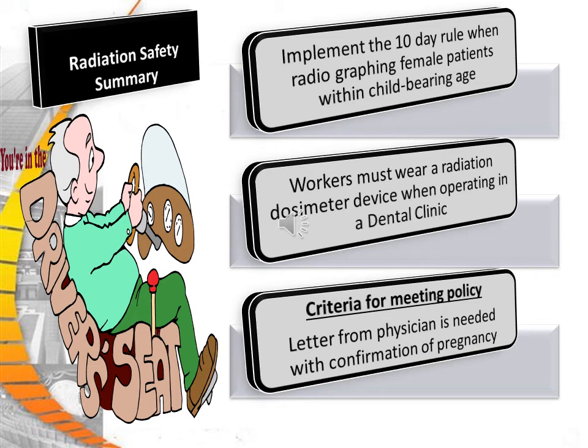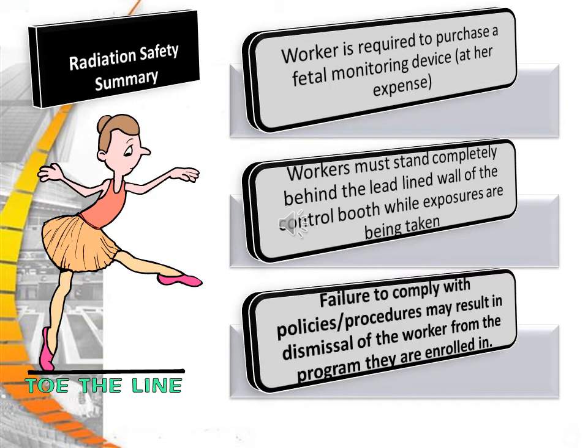Workers wear a radiation dosimeter device when operating in the dental lab and develop criteria for meeting policy. A letter from a physician is needed for confirmation of pregnancy. A worker is required to purchase a fetal monitoring device at her expense. Workers must stand completely behind lead-lined walls of a control booth while exposures are taken. Failure to comply with policies and procedures may result in dismissal of the worker from the program in which they are enrolled.